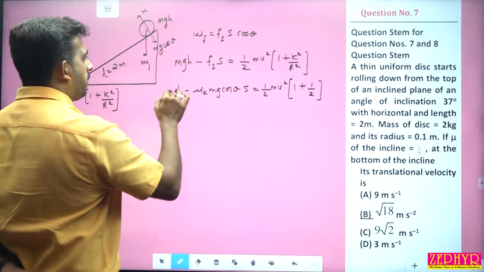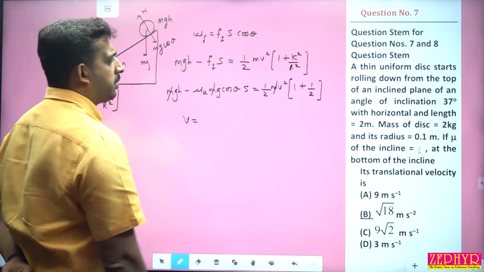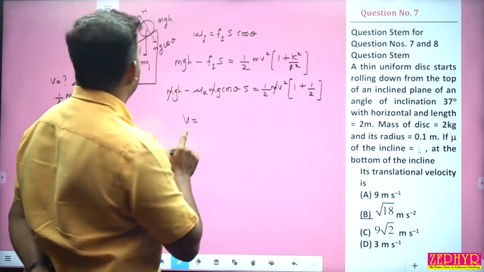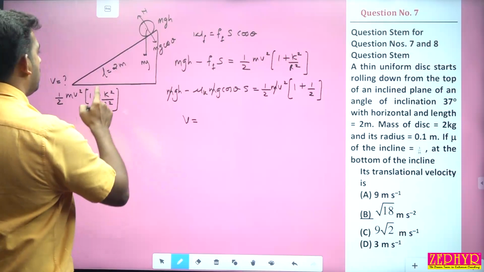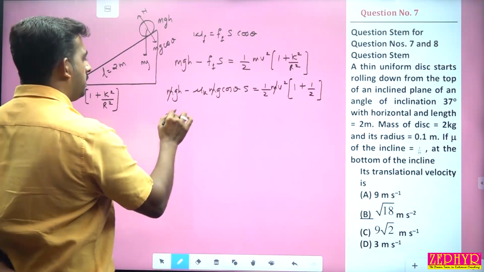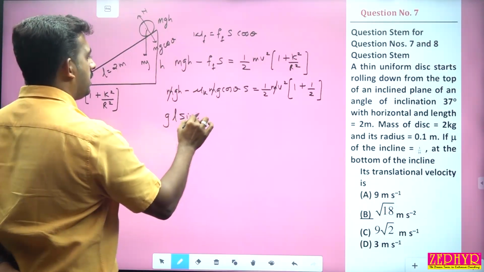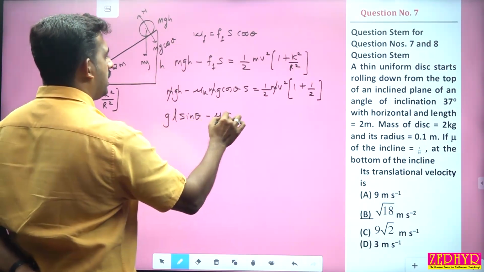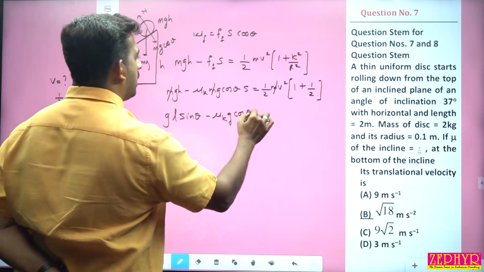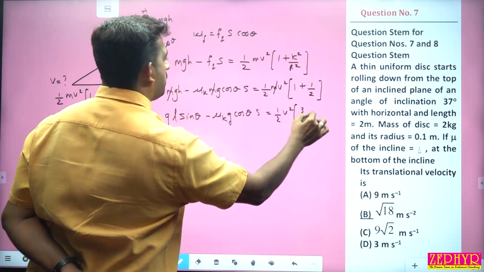On simplifying this, we'll be getting velocity v, substituting all the values. Instead of h we need to substitute in terms of L. So g into L sin theta, this is h, g into L sin theta minus mu k g into cos theta into s is equal to half into v square into 3 by 2, right?